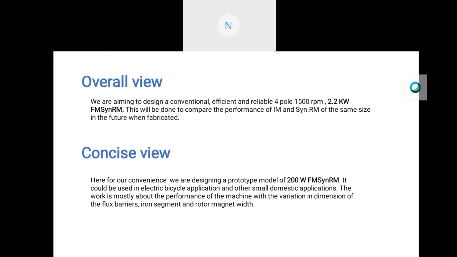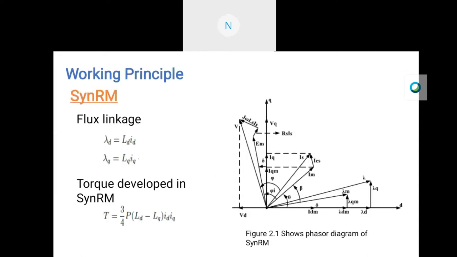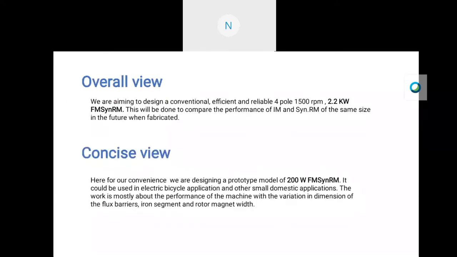So for our convenience, we are designing a prototype model first, for our calculation help. It is a 200 watt motor, of the same type, a ferrite magnet assisted synchronous reluctance motor. It could be used in electric bicycle applications and other small domestic applications. The work is mostly about the performance of the machine with the variation in dimension of the flux barriers, iron segment, and rotor magnet width.